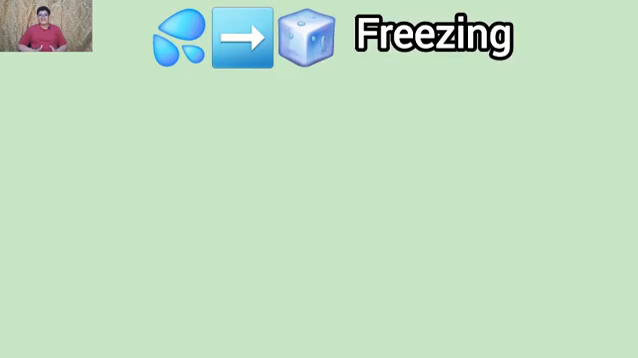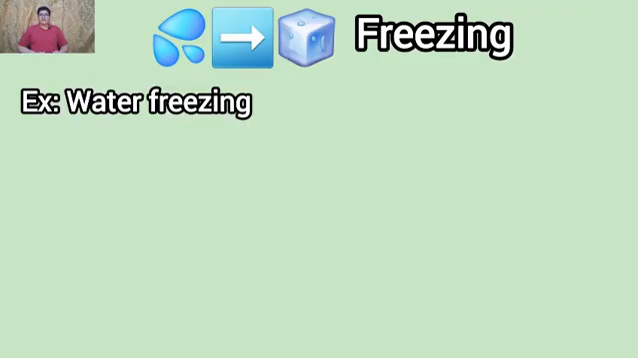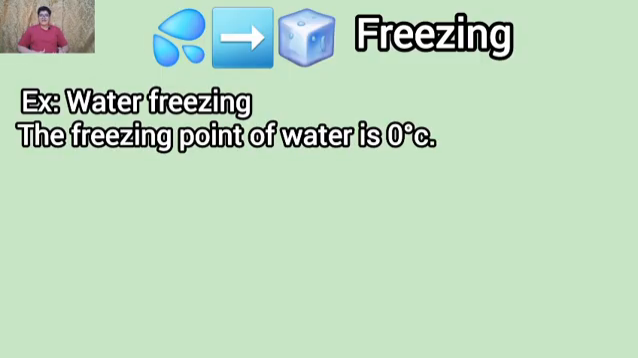Now let's talk about the opposite, from liquid to solid. The change of state from liquid to solid is known as freezing. For example, when you put water in the freezer, the water freezes. The freezing point of water is 0 degrees Celsius, like the melting point.